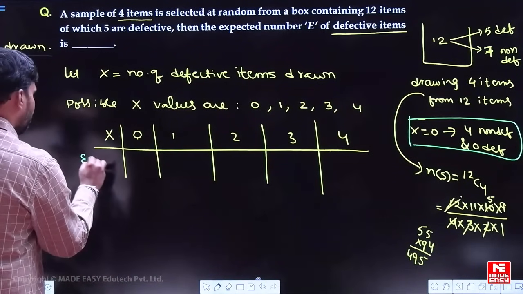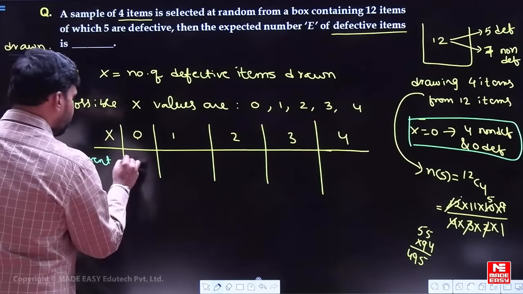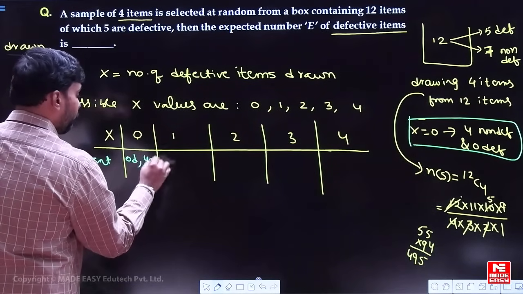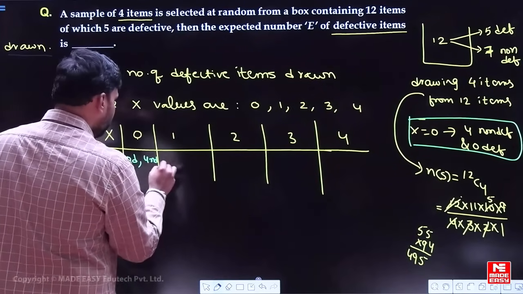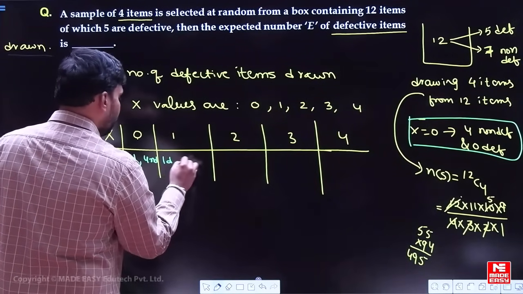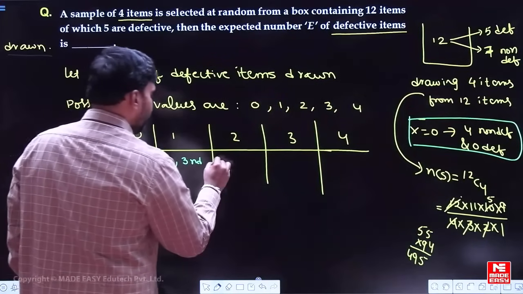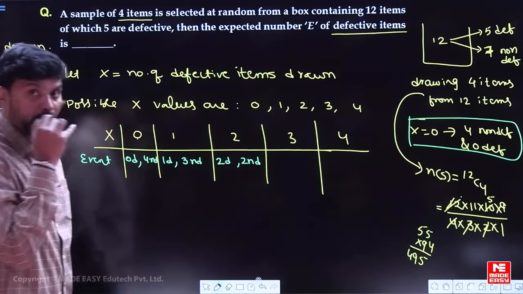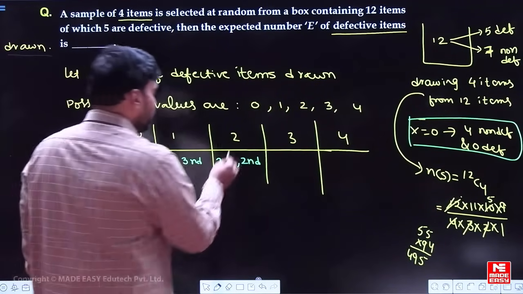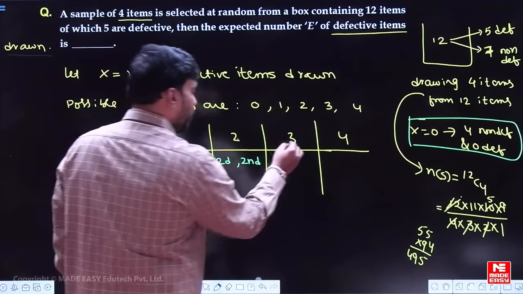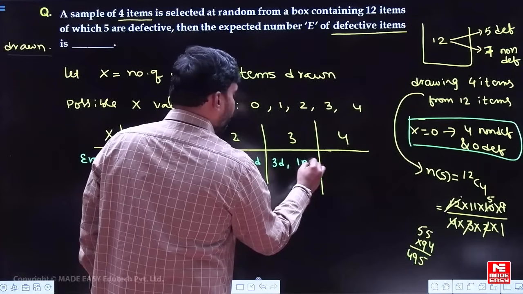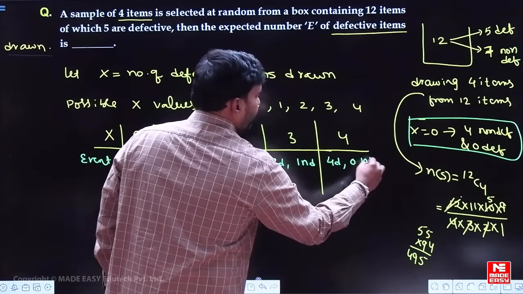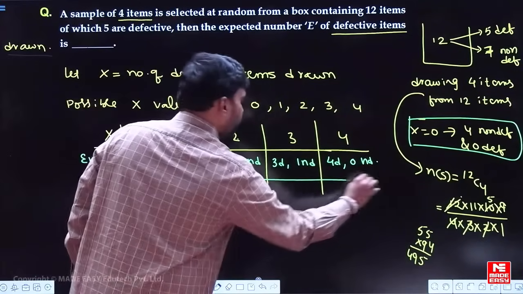So what are the events possible here? I can say 0 defective and 4 non-defective. In this case 1 defective and 3 non-defective. Here 2 defective and 2 non-defective, because we are drawing totally 4 items. Here 3 defective, 1 non-defective, and here 4 defective and 0 non-defective. So these are the possibilities of the events.